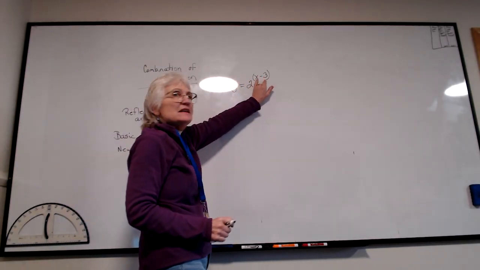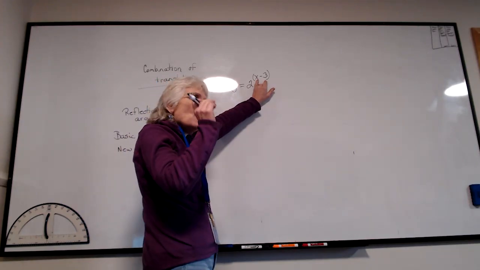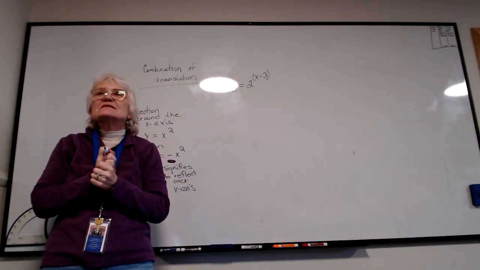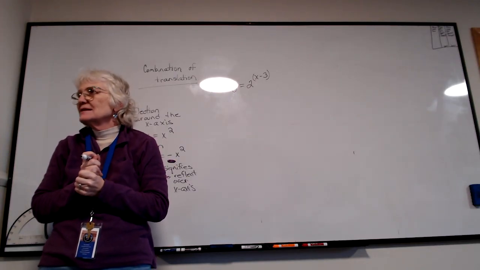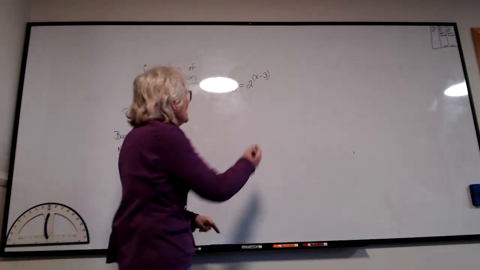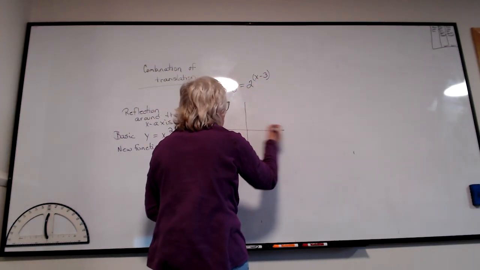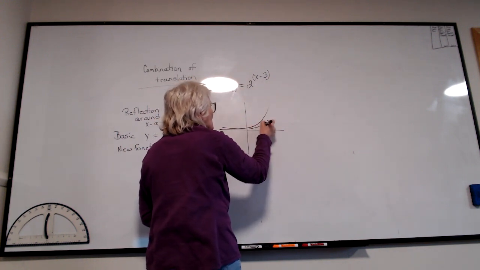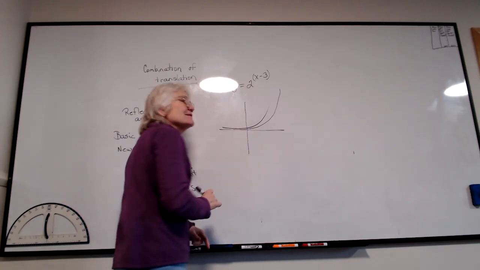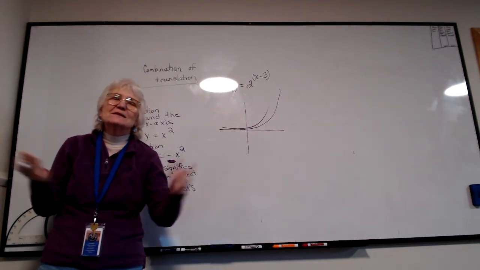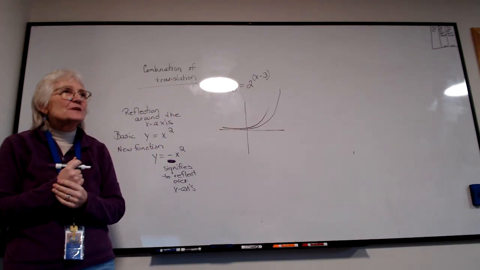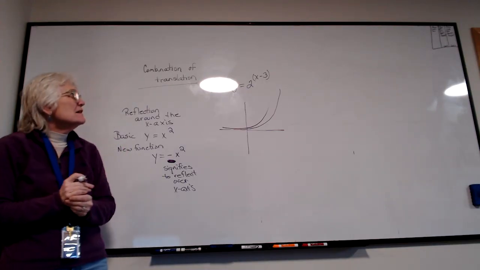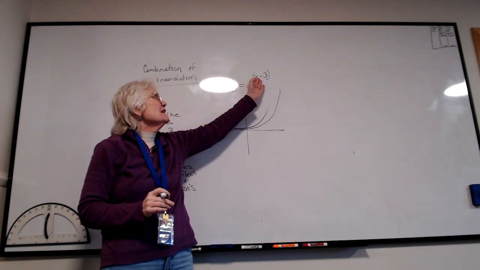Notice the 3 is in with the x. If it's in with the x, kind of like in parentheses with the x, it's going to move it left or right. Okay. In this case, it's going to move it right. So my basic function, like that, is basically going to be moved over this way. Okay. That was a real estimation, but it's going to be moved over to the right. So, I just want you to realize when the x is in there.